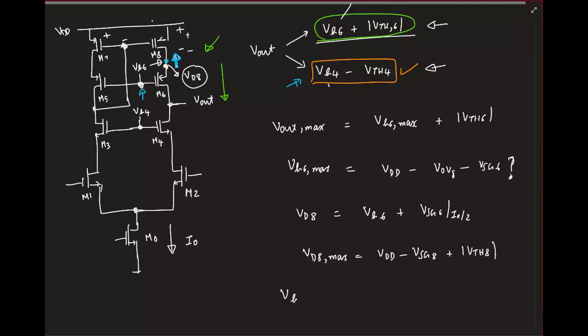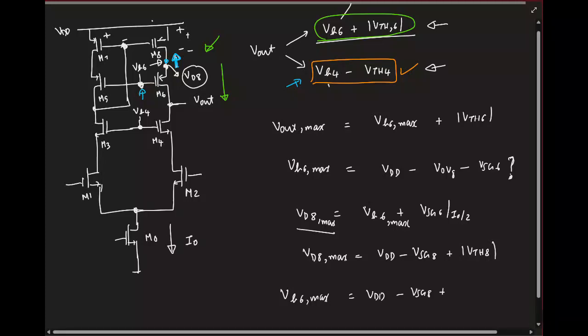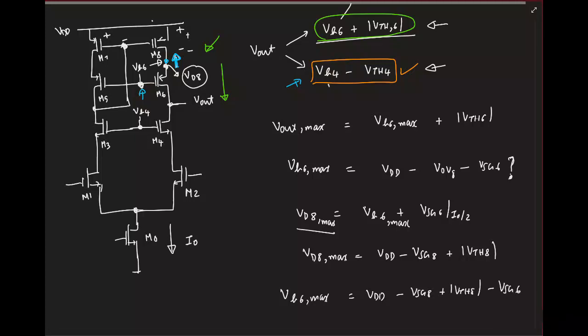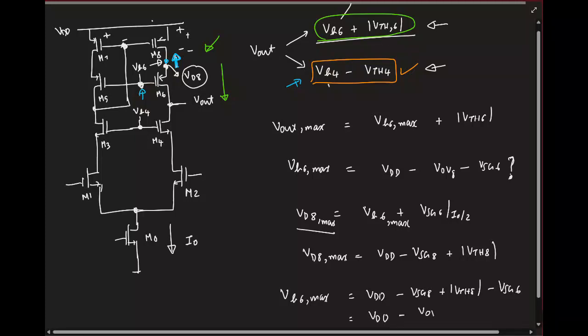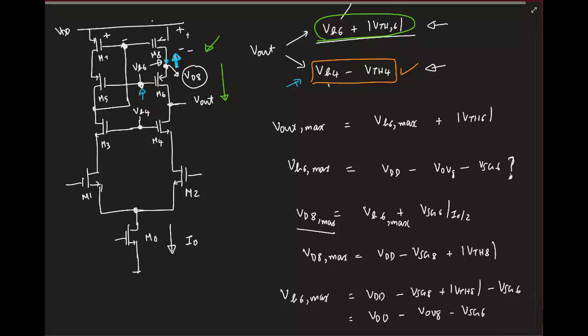So which means my VB6 max, if I call everything as max, is the maximum of VD8 minus source to gate, right? So that's VDD minus VSG8 plus mod VTH8 of 6. So this is basically, I can rewrite it like this: overdrive of 8 plus VB6.